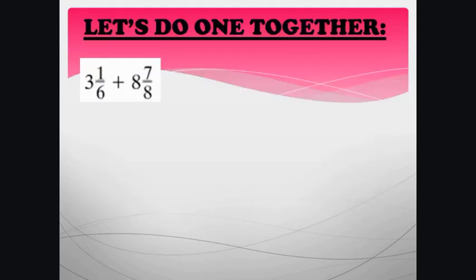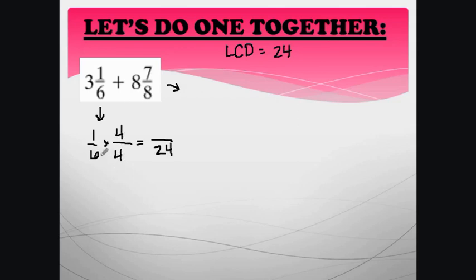So let's go ahead and take a look at an example. In this example, the first thing that we have to do is find the least common denominator of 6 and 8. In this case, our least common denominator is going to be 24. So the first thing we're going to have to do is write equivalent fractions for 1/6 and 7/8 to have a common denominator of 24. So we have 1/6, and to have a common denominator of 24, we need to multiply both our numerator and denominator by 4, because 6 times 4 equals 24.